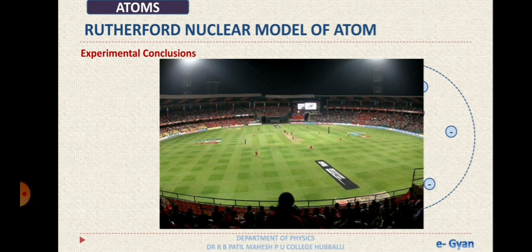So therefore, most of the alpha particles passed through the gold foil without scattering, and only a few scattered with a small angle, say 1 degree, and very few, say 1 out of 8,000, scattered back, making an angle more than 90 degrees. But still, the whole mass of an atom is concentrated in the nucleus.